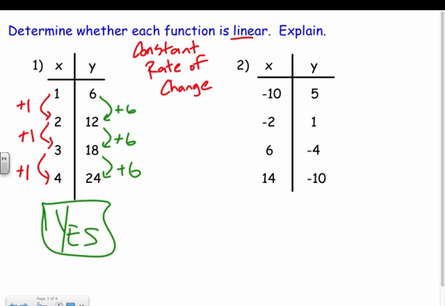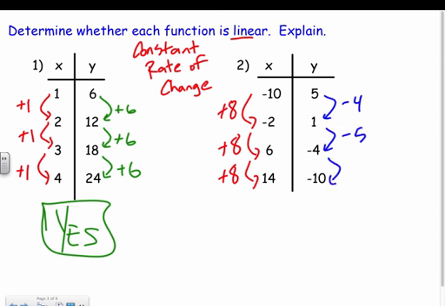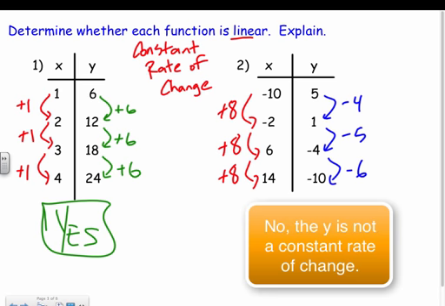What about the next one? For my x's, I'm going up 8. I'm going up 8. I'm going up 8. So far, so good. Let's look at the y's. See, I'm going down 4. I'm going down 5. I'm going down 6. Would that make a line? I don't know. Every time it goes up 8 in the x, it's going down an extra one. I don't think that's going to make a slope, is it?